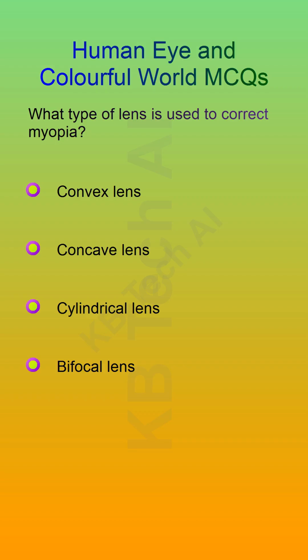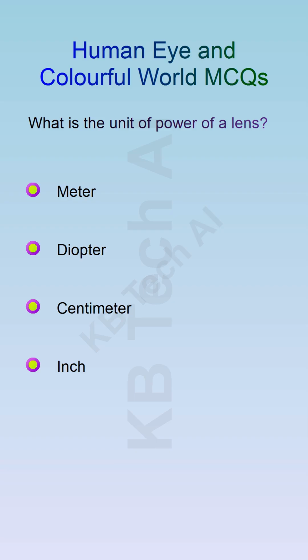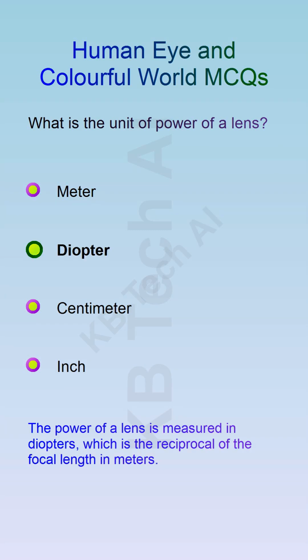What type of lens is used to correct myopia? Option 1, convex lens. Option 2, concave lens. Option 3, cylindrical lens. Option 4, bifocal lens. The answer is Option 2, concave lens. What is the unit of power of a lens? Option 1, meter. Option 2, diopter. Option 3, centimeter. Option 4, inch. The answer is Option 2, diopter.